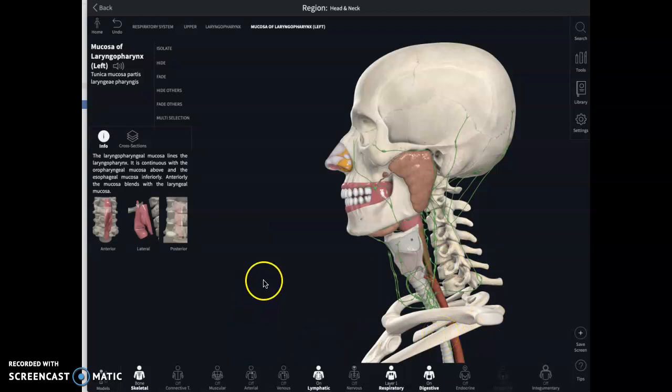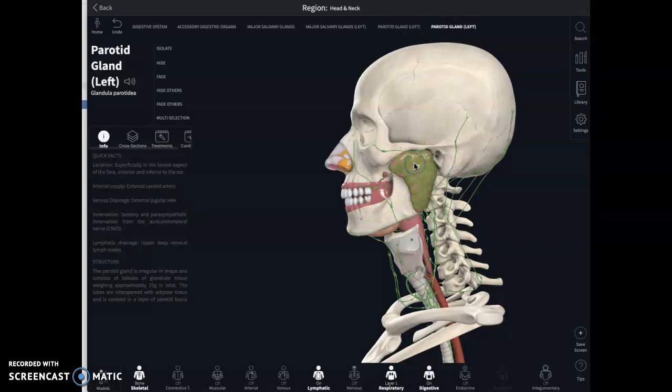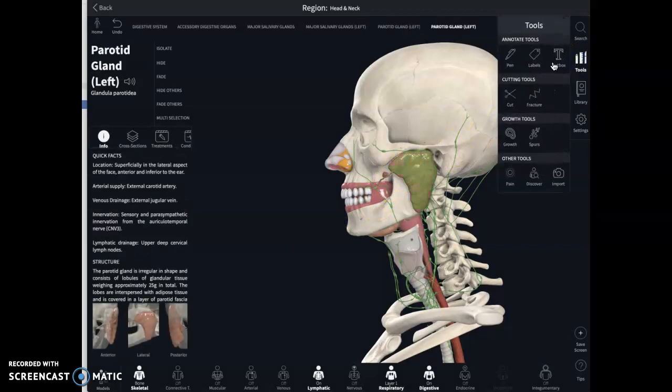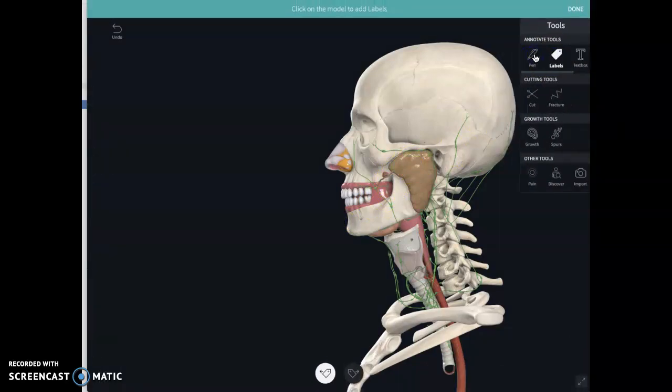I want you to pin the three salivary glands. And again, you're going to go to Tools, you're going to go to Label. It pins it. Ta-da! Parotid salivary gland. Now, I also want the parotid duct. There's the parotid duct right there. And it's leading right above the molars right there.